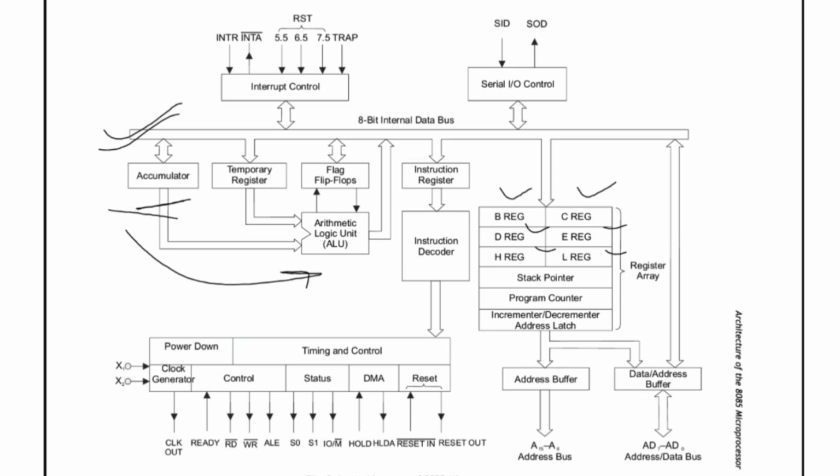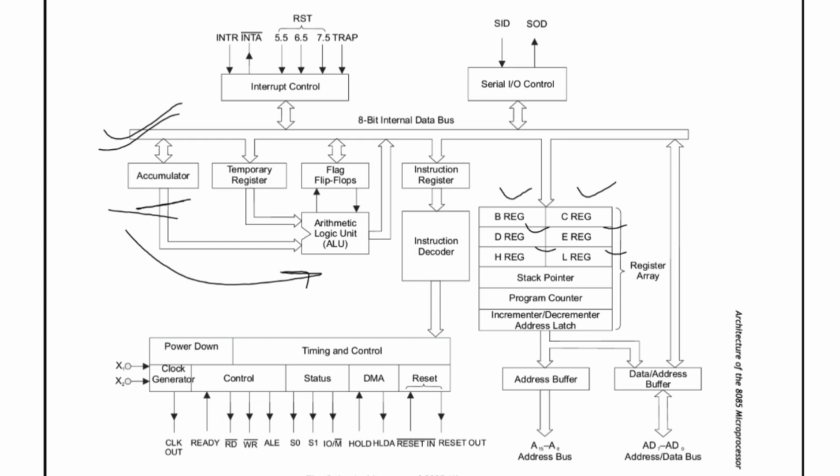So the next unit is the arithmetic and logic unit. You can call it the brain of a microprocessor. Arithmetic and logic unit is responsible for all the processes which are done by the microprocessor. All the arithmetic and logic operations are performed in this arithmetic and logic unit.